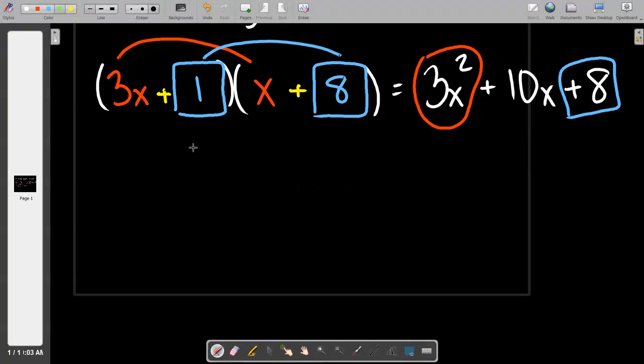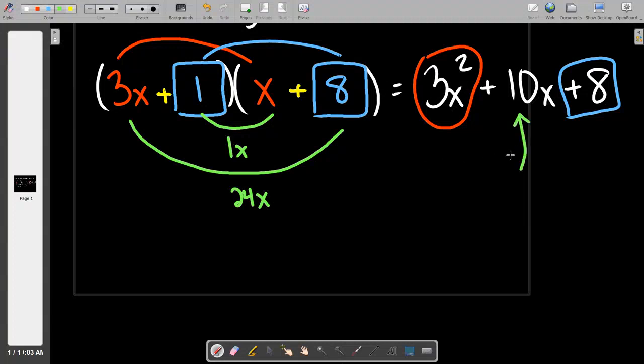I know you do. Hold on. So let's talk about why this does not work. If I were to multiply these two things together, what do I get? I get 1x. If I were to multiply these together, what do I get? And you would agree with me that if you add 1x and 24x, you are not getting 10x. Is that correct? Yeah. Which is fine.